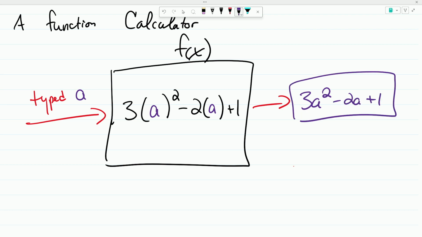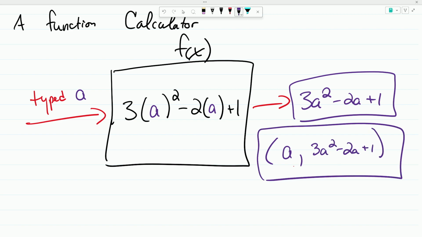And how do we write that ordered pair? Remember, input first, output second. And that is your ordered pair. So you could come in and say, well, A can be anything I want it to be, and you can easily find that very quickly. So don't let this confuse you, okay?